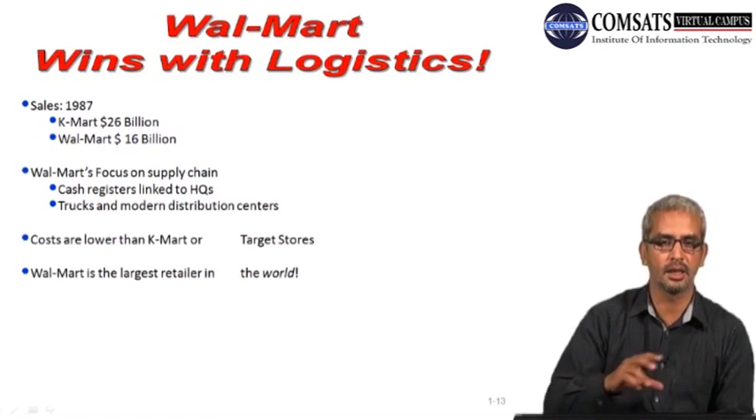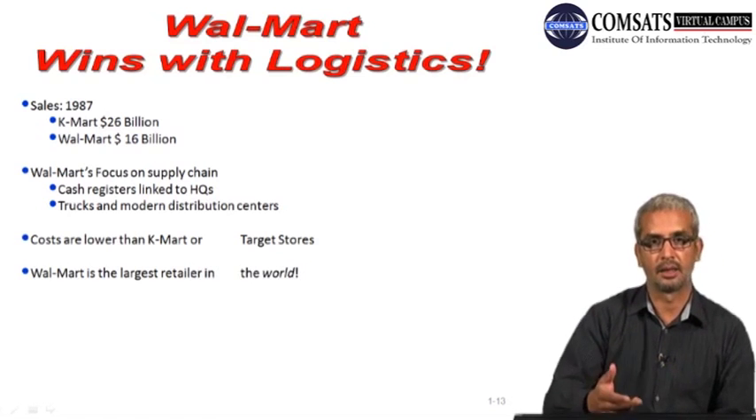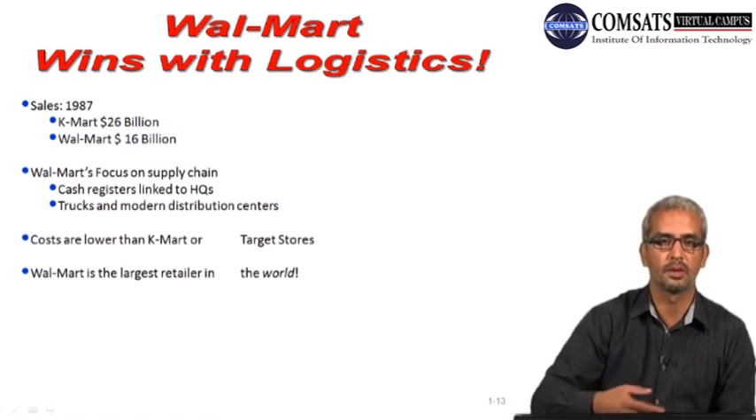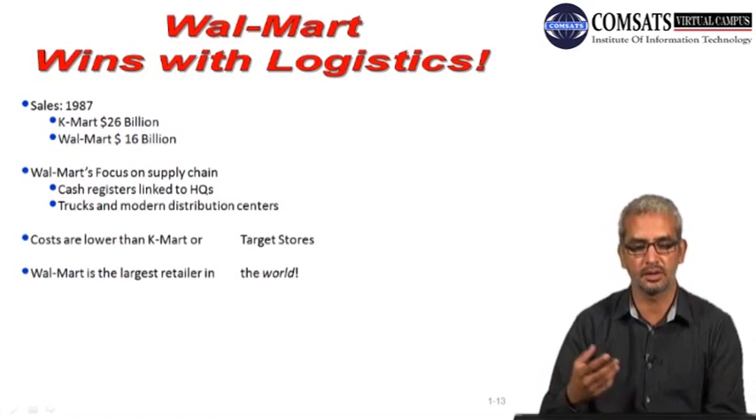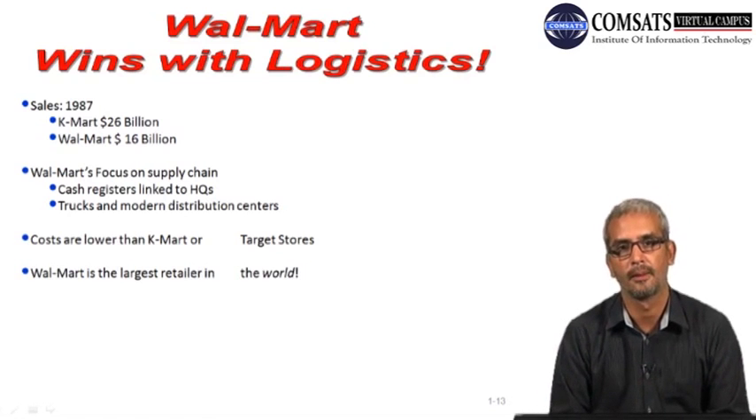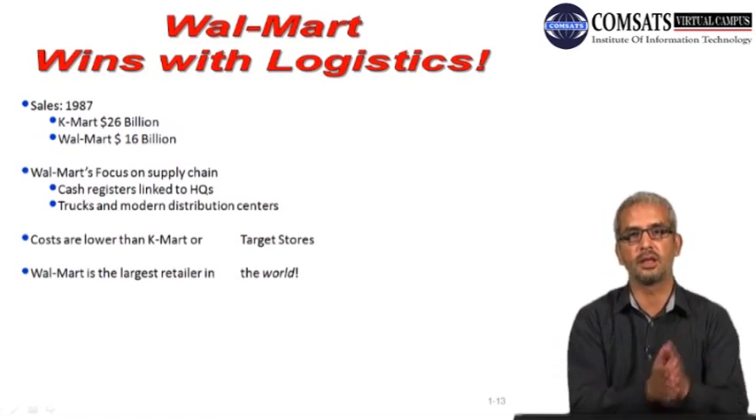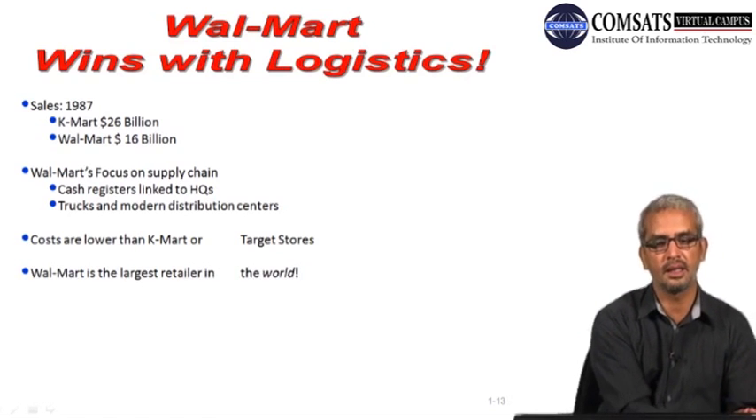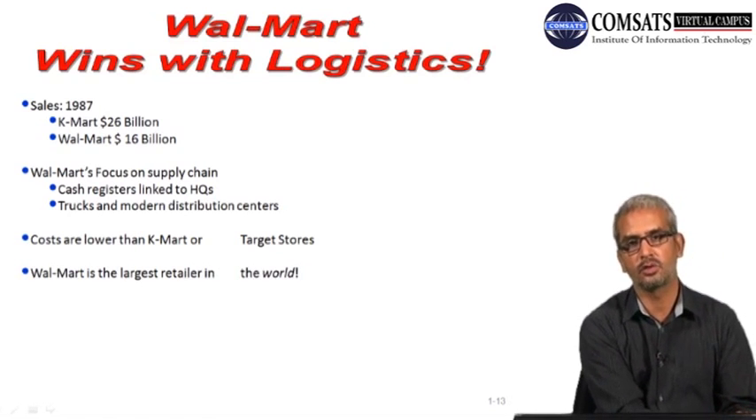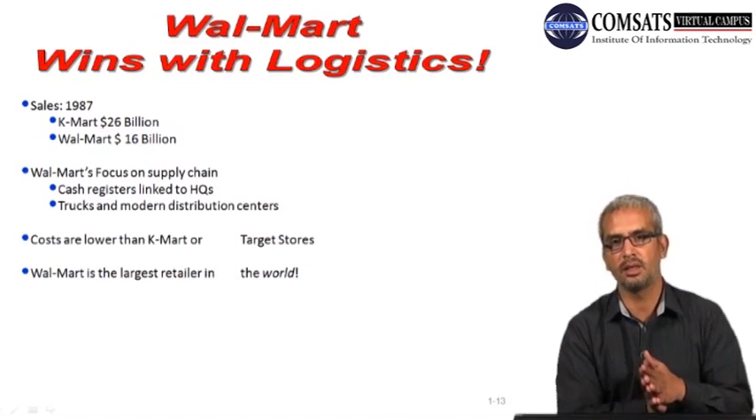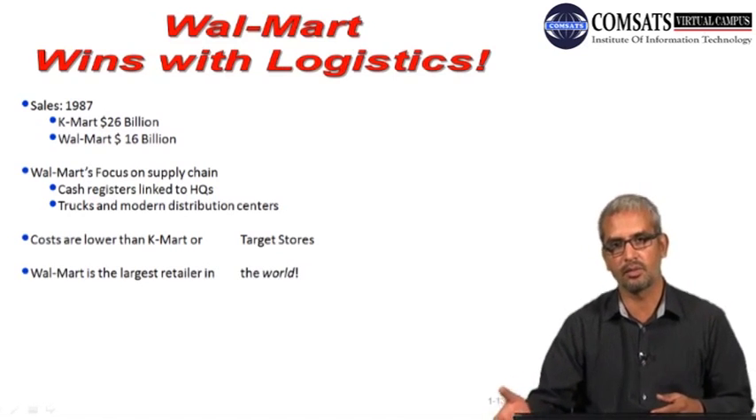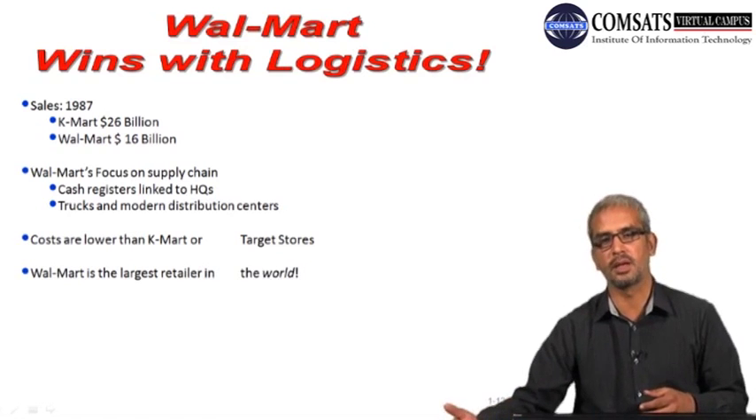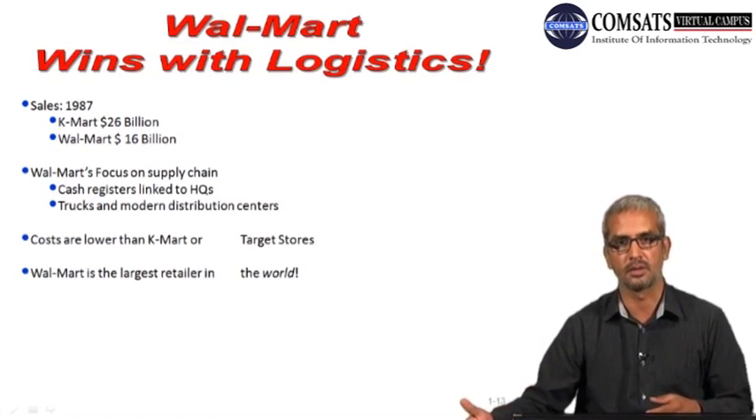And an additional thing: with that revamping of the whole supply chain process, Walmart expanded to become one of the largest retail stores in the whole world. So this is the difference. Their focus was on marketing. In 1987, Kmart had 26 billion worth of sales, while Walmart had 16 billion worth of sales, 10 billion less, and its focus was on supply chain, logistics, operations.